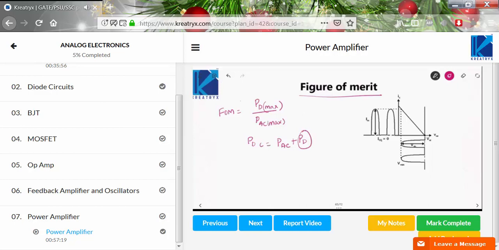Now tell me, what about the PD here? PD is nothing but PDC minus PAC. What about the PDC here? That is 2 VCC into IM by pi, and PAC is nothing but VM into IM by 2.